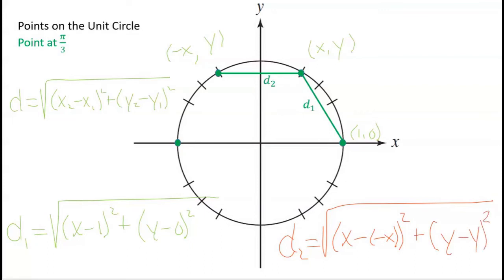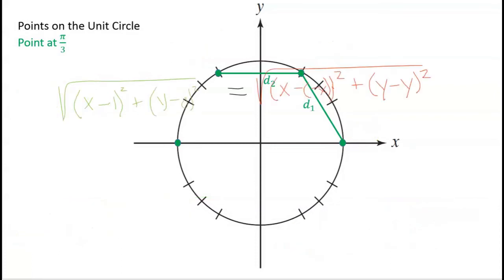I'm going to go to another page because I need more room to do the math. Okay, so what I've done here is I've just transferred that information to another page so we can do all the math here. So again, D1 was the first chord on the far right, and D2 was the second chord straight across the top. So let's simplify D1. If I have (x minus 1) squared, and then plus (y minus 0) squared, that's the same as saying (x minus 1) times (x minus 1) plus y squared.